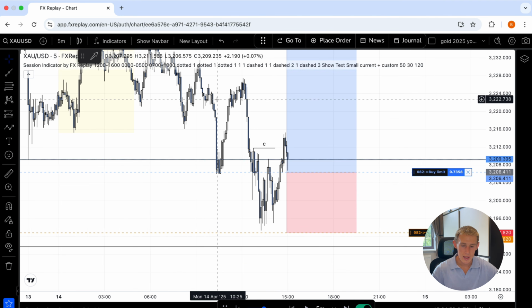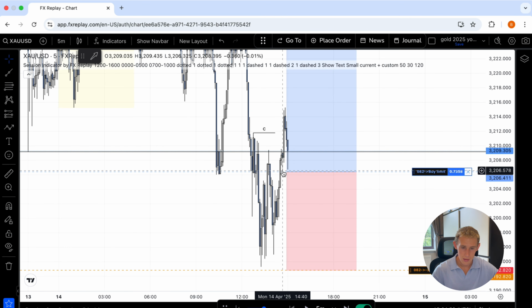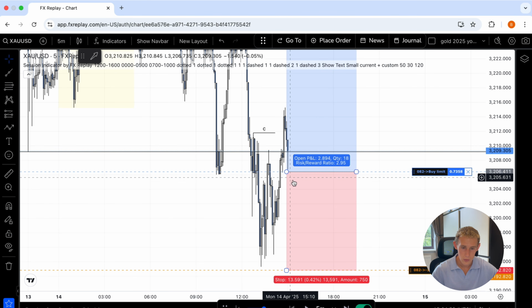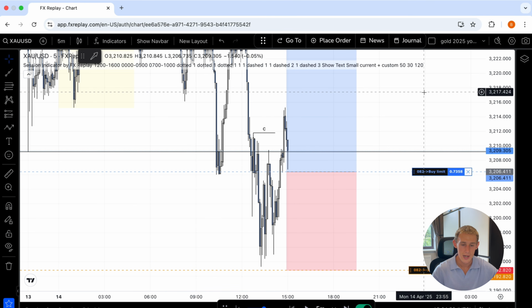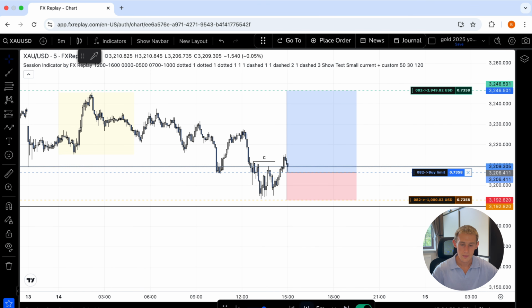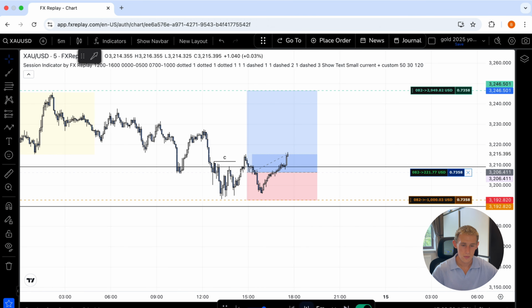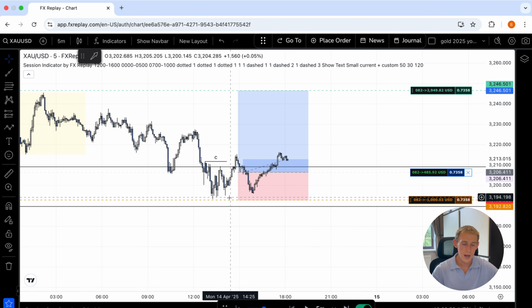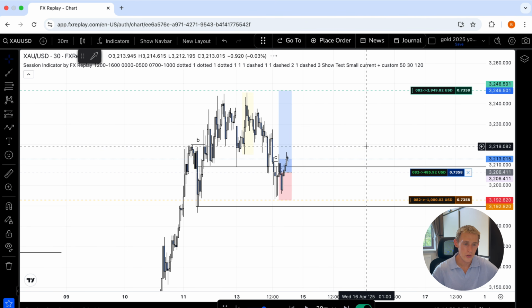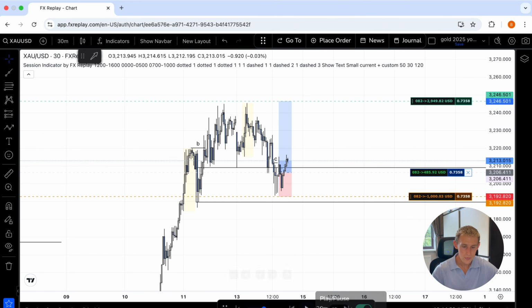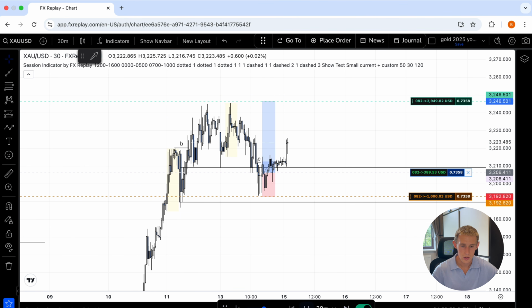Again, I didn't really explain the entry. The entry here is on this last bit of liquidity before the imbalance, rather than over refining it to the demand itself. Right, so we obviously could have got a more refined entry on that one, but that's fine. Let's see if this keeps pushing.